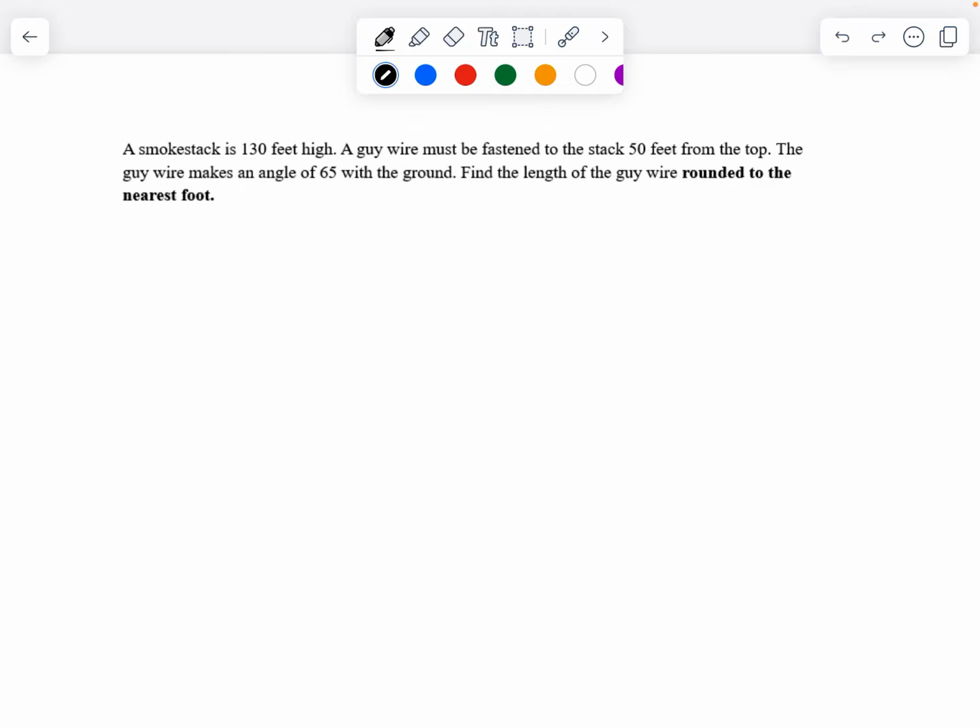So a smokestack is 130 feet high. A guy wire must be fastened to the stack 50 feet from the top. The guy wire makes an angle of 65 degrees with the ground. Find the length of the guy wire, rounded to the nearest foot.